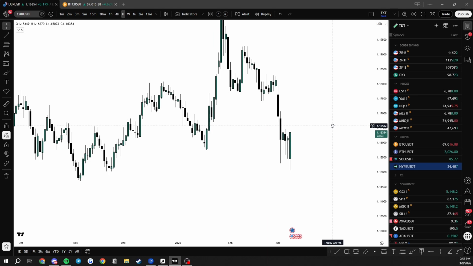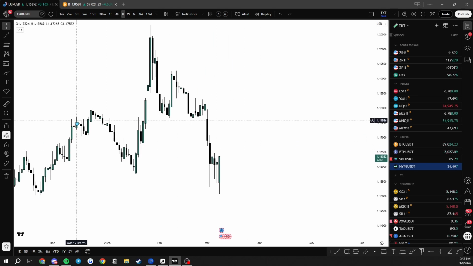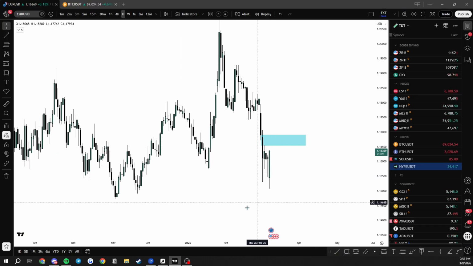On the daily, I would be looking for this: remember that anytime we have a fair value gap and a volume imbalance, you want to combine them like that, right? If we can inverse here, then I'm going to be bullish. If we start to reverse off of this, then I'll be bearish.